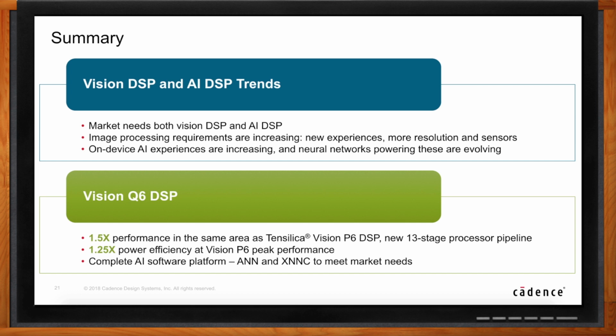And Vision Q6 is what we are introducing right now. It gives you 1.5x performance in the same area as the Tensilica Vision P6 DSP. It's built on a new 13-stage processor pipeline. It has 1.25x power efficiency at Vision P6 peak performance. It's a complete AI software platform, and it also comes with the Xtensa Neural Network Compiler, XNNC, to meet market needs. Vision Q6 is both a vision and AI DSP. So thank you very much for your time.